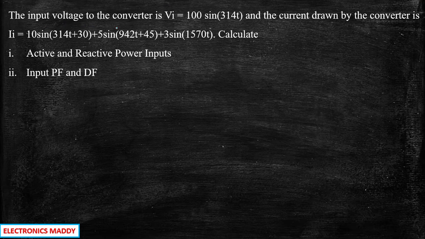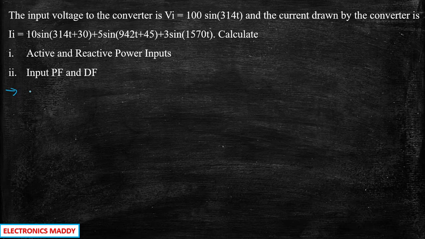They're mentioning the input voltage to the converter is given as Vi = 100 sin 314t, and the current drawn by the converter is Ii = a given value. They've asked us to find the active and reactive power inputs, the input power factor and input displacement factor. So you might be having a doubt how to approach these types of problems.